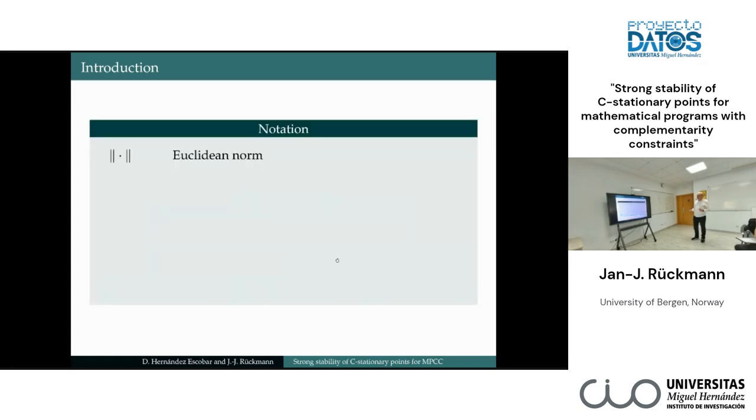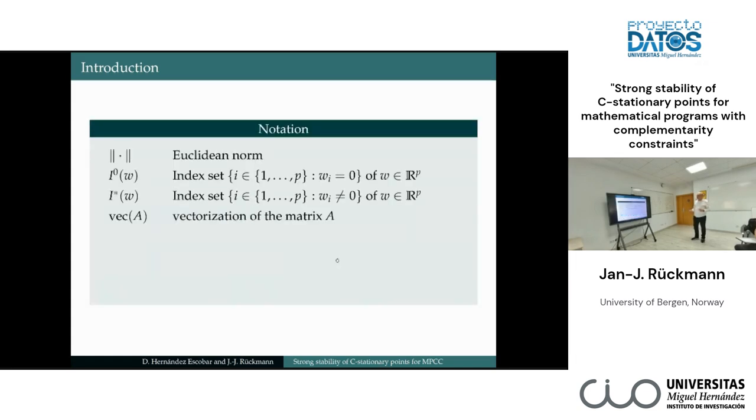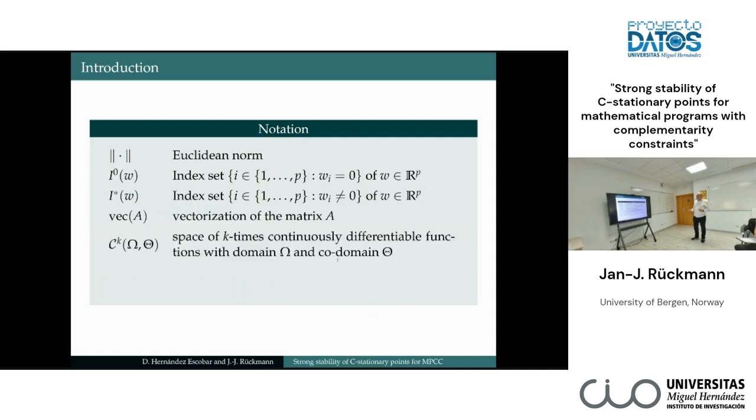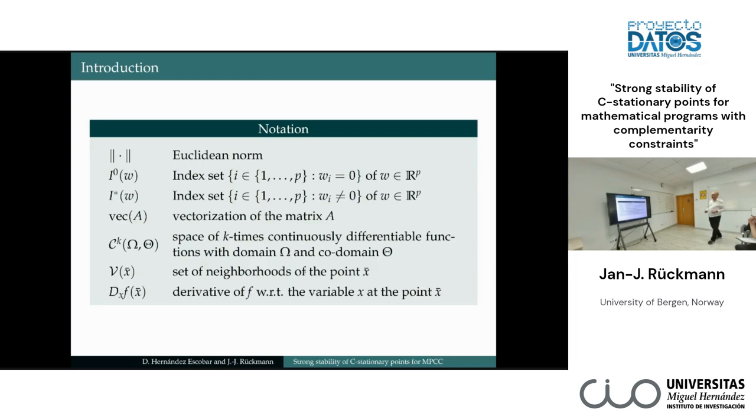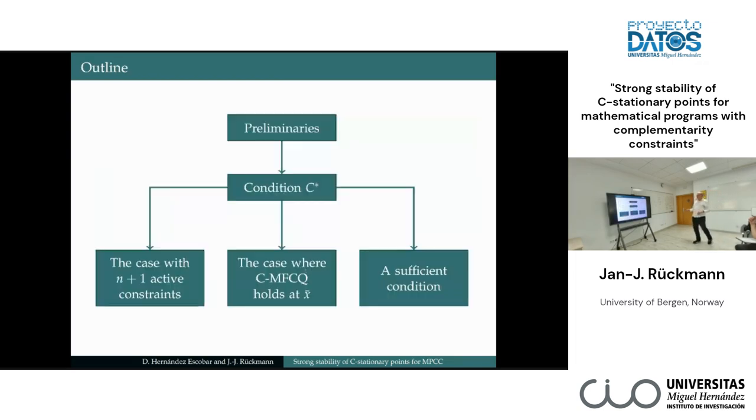Okay, some notations here, which are not so important. Two things are important to understand. For a vector w, we look at those components which are zero, I0, and those which are non-zero, because that will play an important role. Also, we are looking at the set of neighborhoods of the point under consideration. So x bar will always be our point under consideration in the following, and the derivative, and so on.